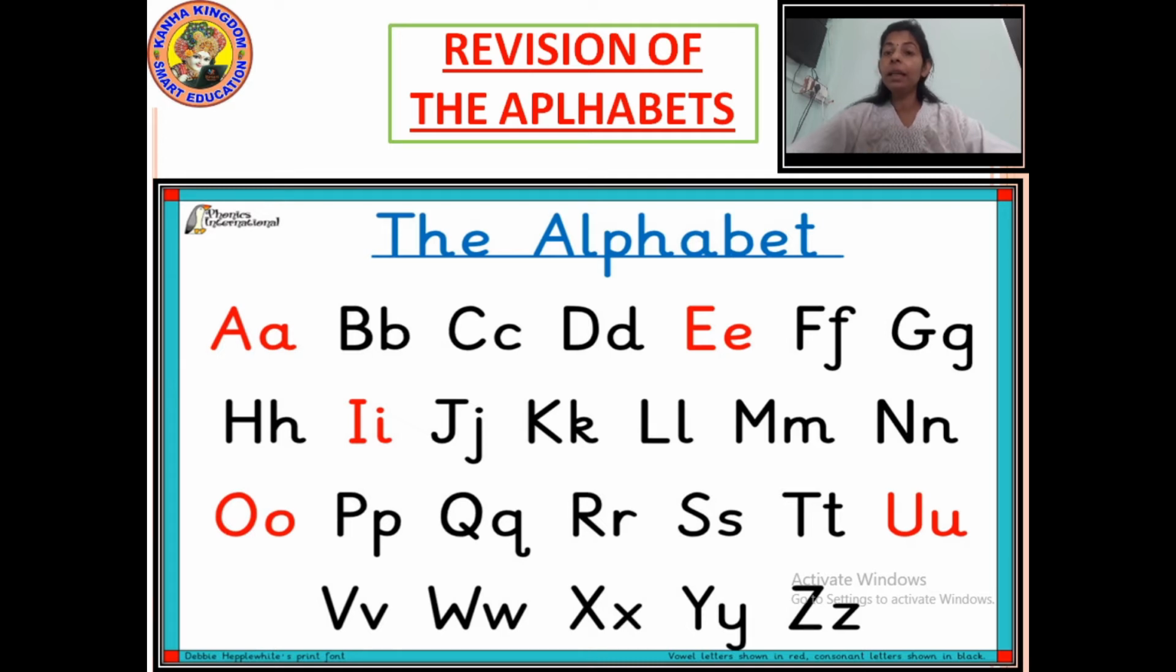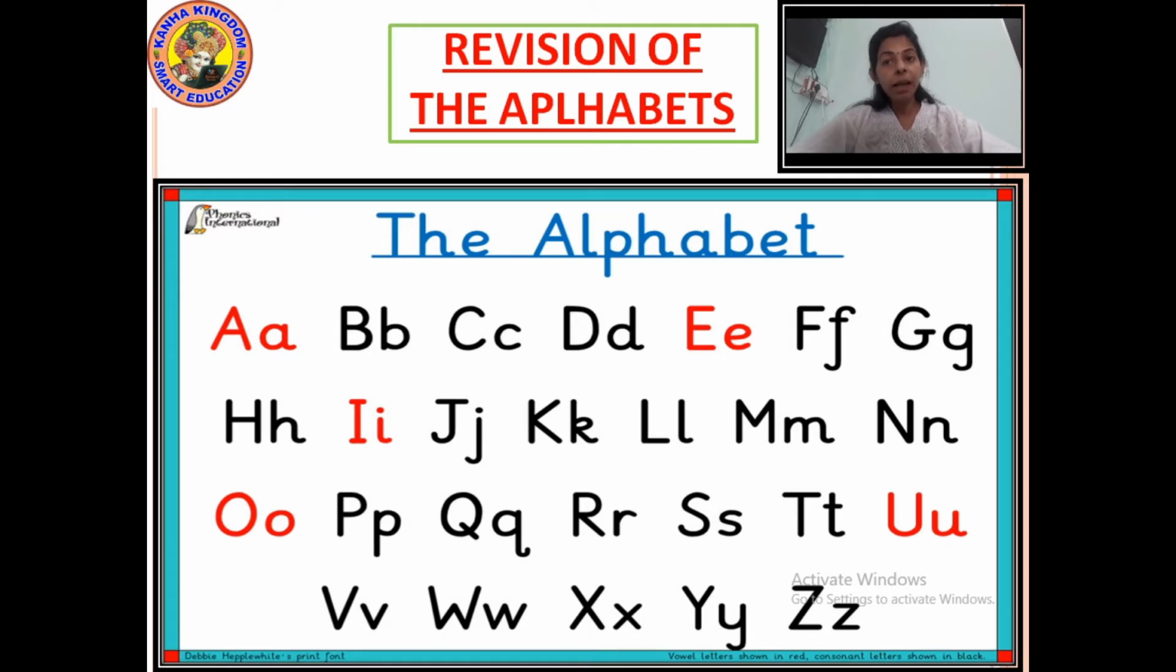Okay, now let's see another letter. That is capital K. Very good. And this is our small k. Now, what comes after k? Yes. L. This is our capital L. Very good. And this is our small l. Very nice.